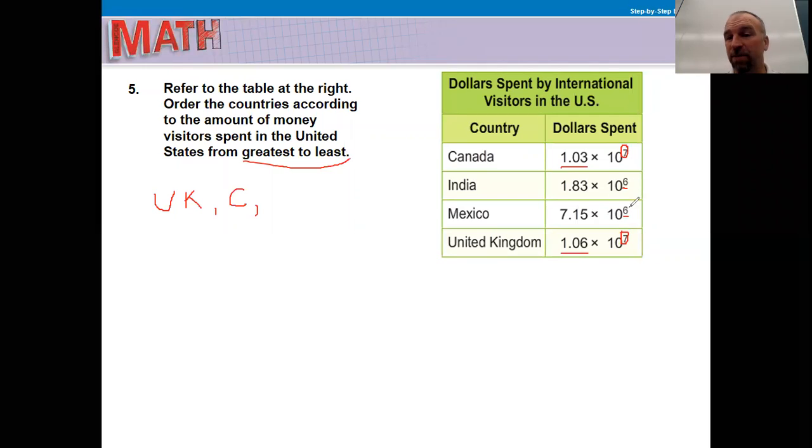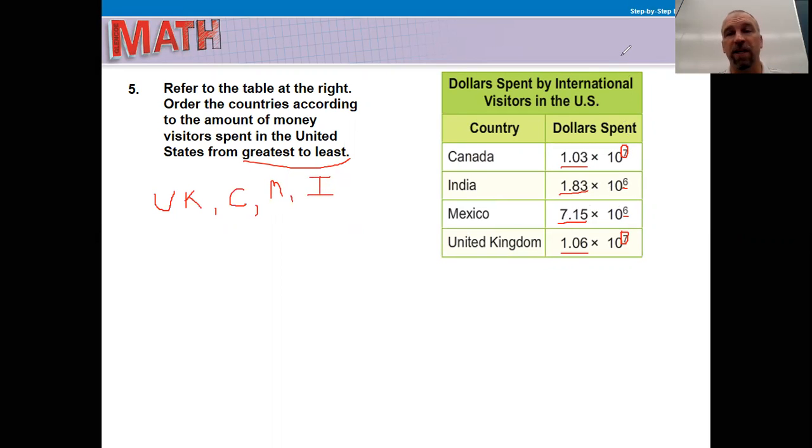Now I have a tie with these exponents also, these 6 powers. So I'm going to break that tie using the decimals. Which has a larger decimal number? Mexico or India? Obviously Mexico. So Mexico comes third, and then India is the least.